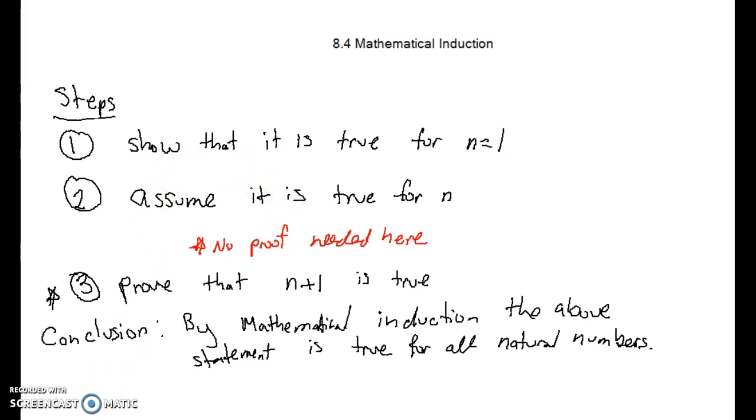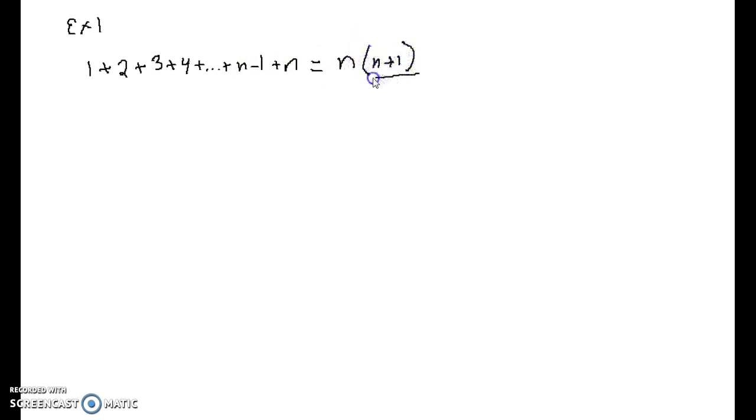Okay, so this is easier said in an example. So here is our first example. Example number 1. Here's our sequence: 1 plus 2 plus 3 plus 4 plus some other numbers, n minus 1 plus n. So if n was 10, this would be 9. If n was 20, this would be 19. And this sequence can be written using this: n times n plus 1 divided by 2.